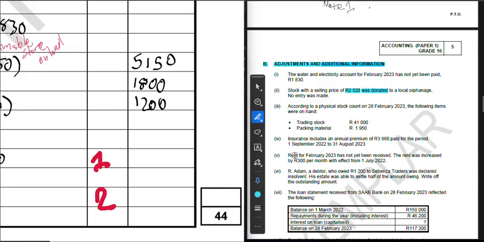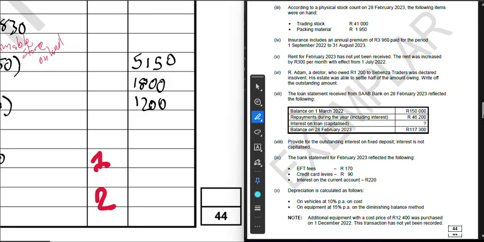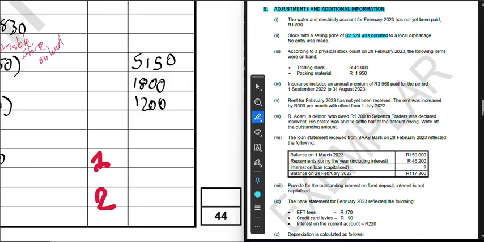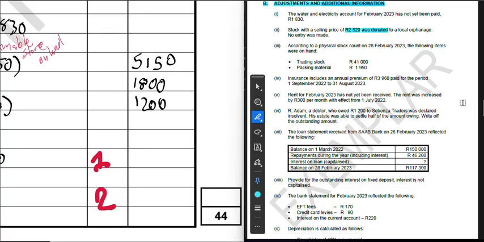So we go to transaction number 4. Insurance includes an annual premium of 3,960 paid for the period, listen, 1st September 2022 to 31 August 2023. Now, this amount is an annual premium, right? Now, here we need to look at our financial year.